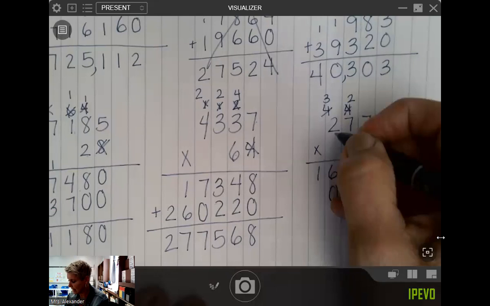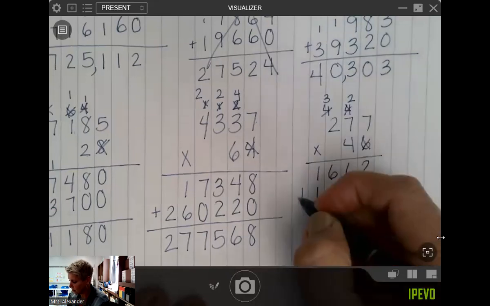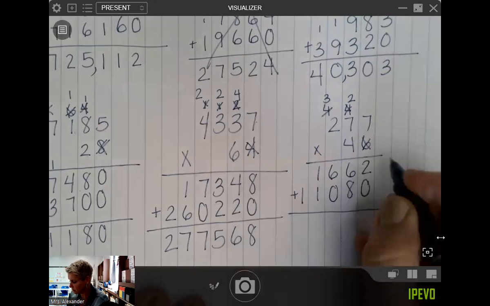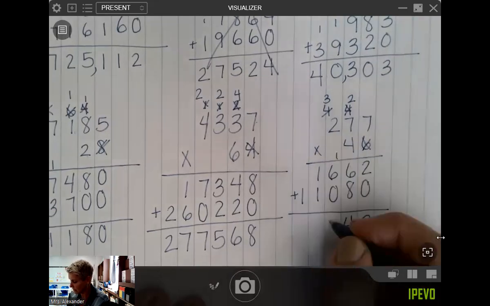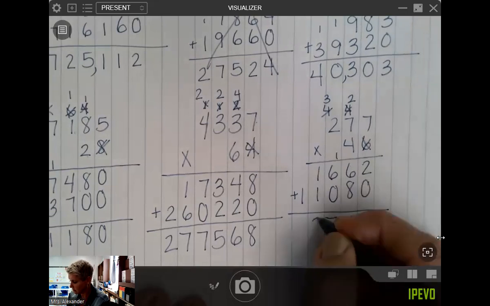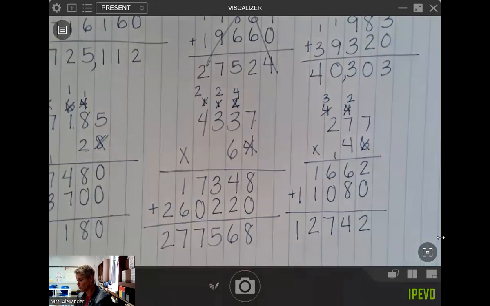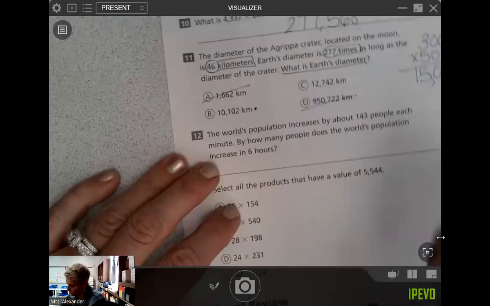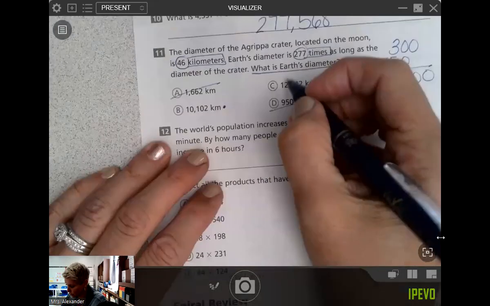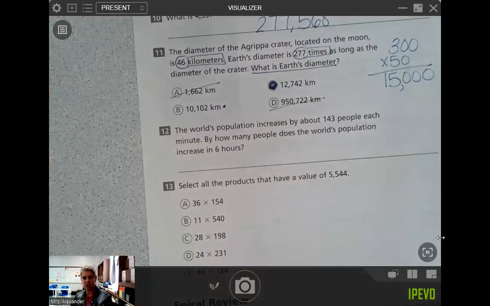4 times 2 is 8, plus 3 is 11. When we add our partial products, we get 2, 4, 7, 2, 1. Oh, my guess was wrong. 12,742. All right, well, I'm glad I did the real checking. I narrowed it down. There it is. I'm glad I didn't just go with a guess.